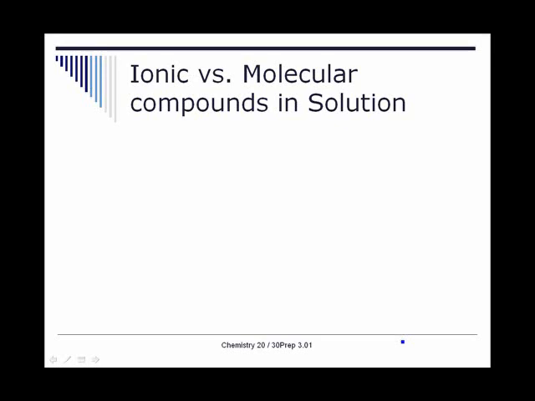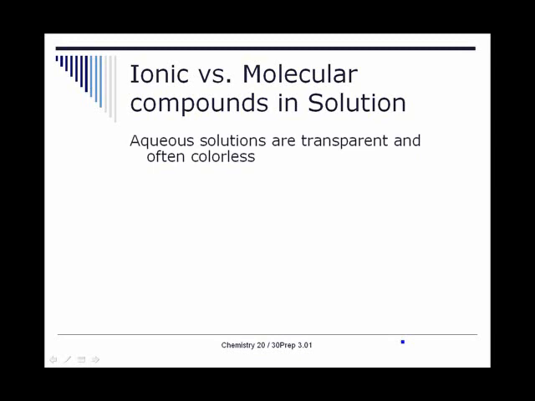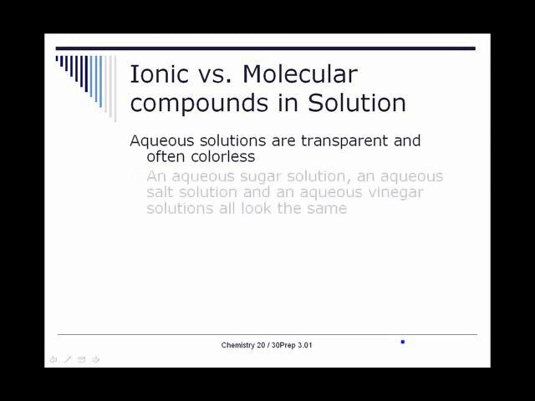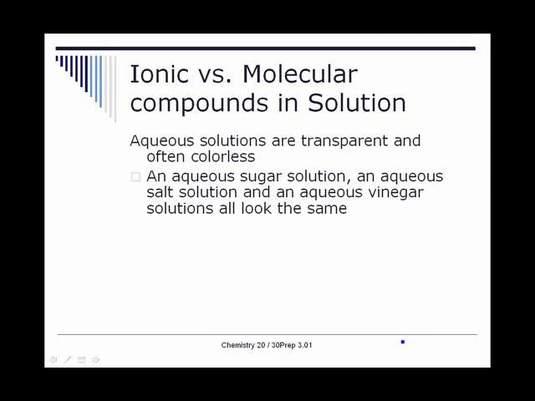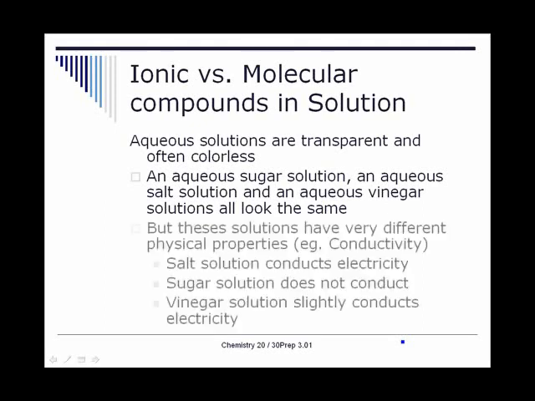So, ionic and molecular compounds in solution. They're both aqueous solutions. They're transparent and often colorless. Sometimes they'll have a color to them, but usually not. For example, if you look at an aqueous sugar solution, an aqueous salt solution, and an aqueous vinegar solution, they all look the same. You can't tell which is which just by looking at them. You'd have to smell them or taste them, but they have some properties that are very different.